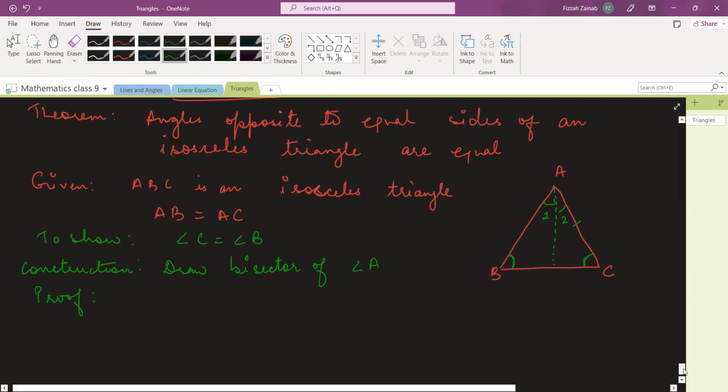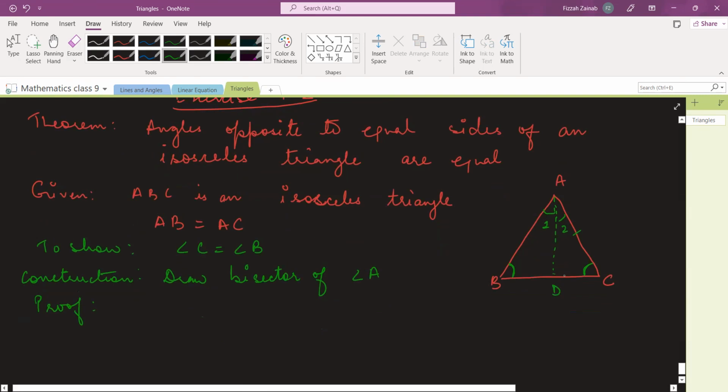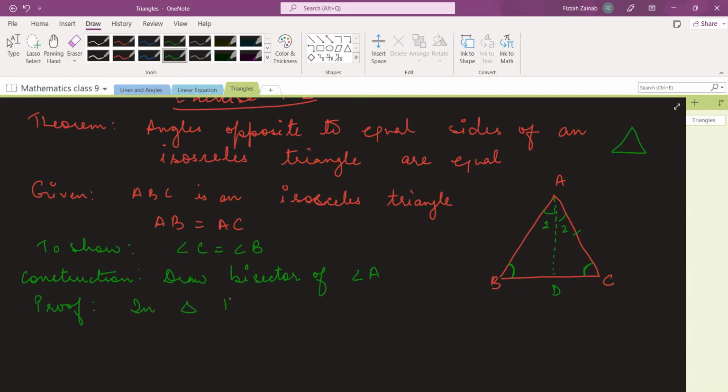So basically why I have drawn this, if I call it D, is because I need two triangles which I can show congruent, right? Because this was a single triangle. So at least I need two triangles if I want to use congruency criteria. So I have divided this into two parts. Clear? That's why I'm doing this construction. So let us take these two triangles. So in triangle BAD and triangle CAD, right?